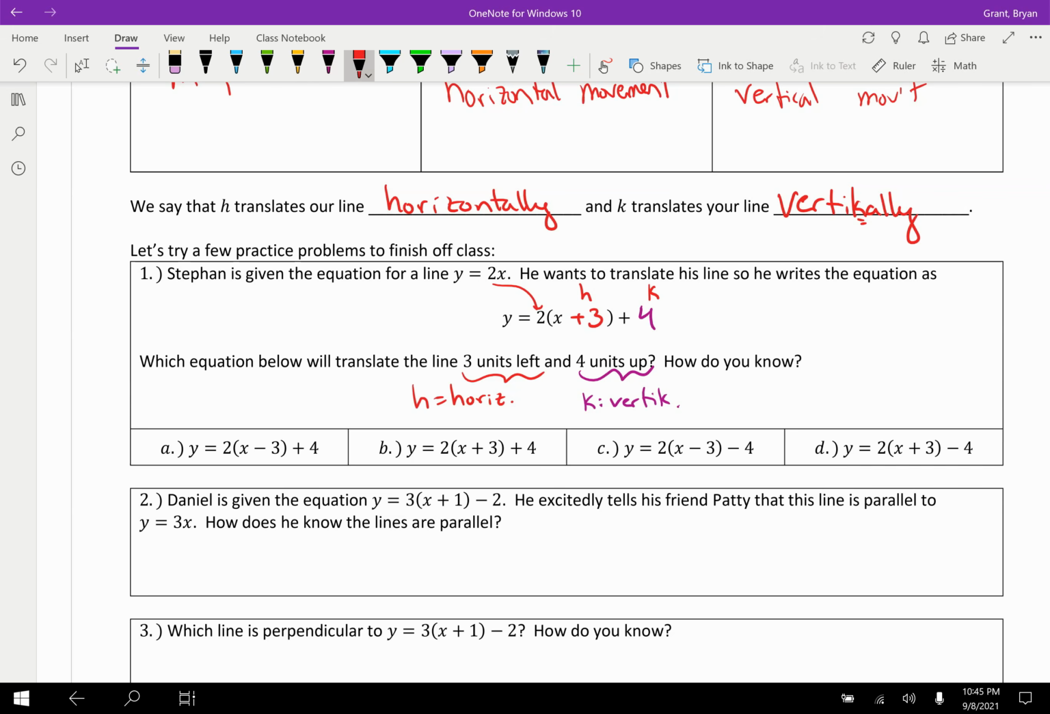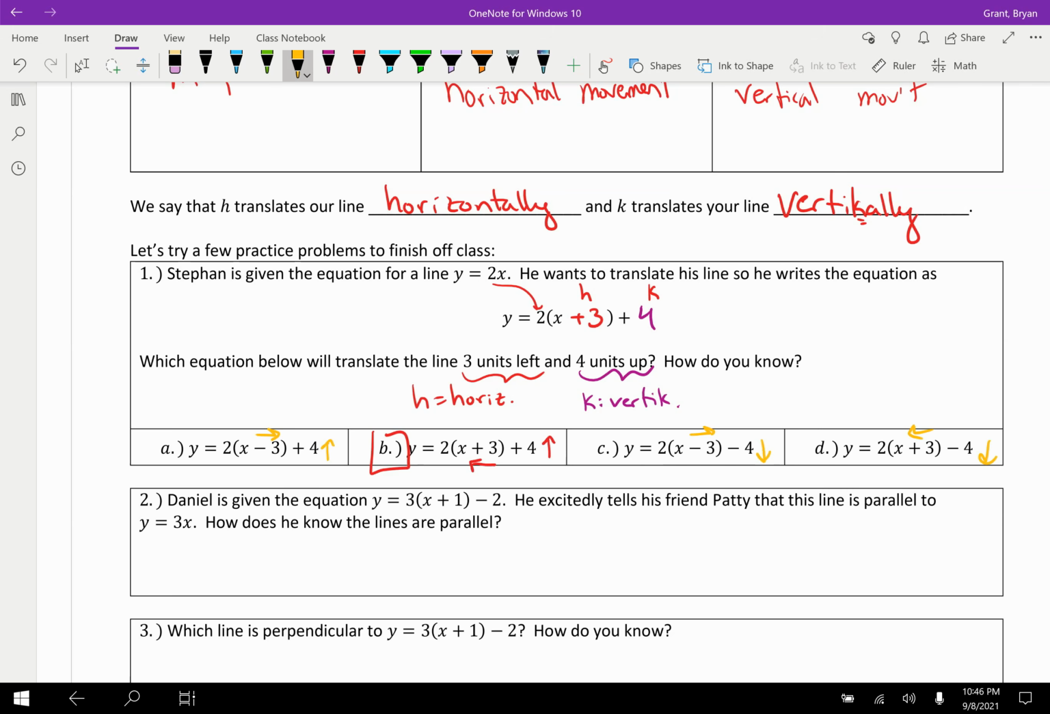Does this match any of our answers? Yeah, I think it's this guy right here. This means move left 3 and up 4. Can you see why the others are wrong? Right, this minus 3 would actually mean move right 3. It's the opposite, up 4. Right 3, down 4. Left 3, down 4.